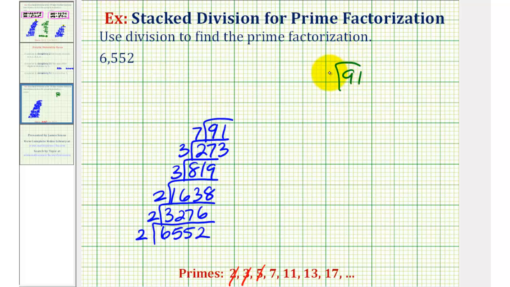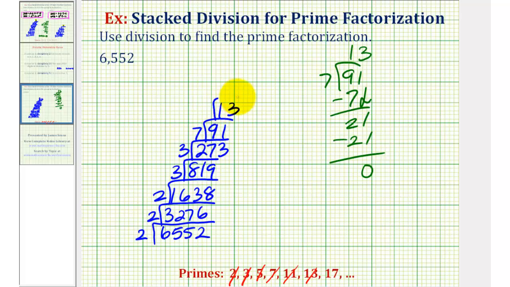91 divided by 7, there's 1 7 in 9. And there's exactly 3 7's in 21. 3 times 7 is 21, so we have a remainder of 0. So 91 is divisible by 7. It's equal to 13. Looking at our prime numbers, notice how 13 is a prime number. So we can divide 13 by 13, which of course is equal to 1. And again, we're performing stack division. Once we have a quotient of 1, we have found the prime factorization.